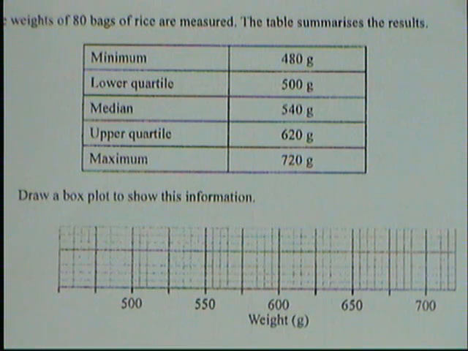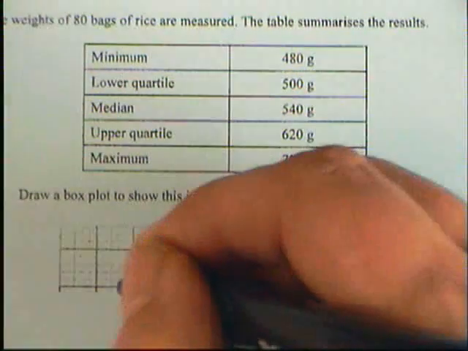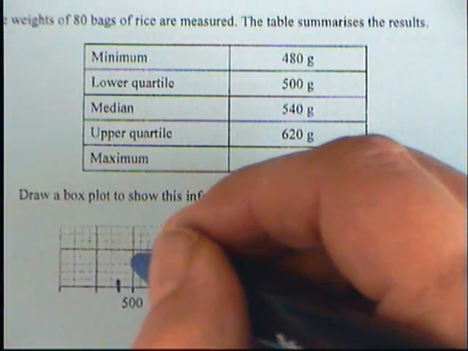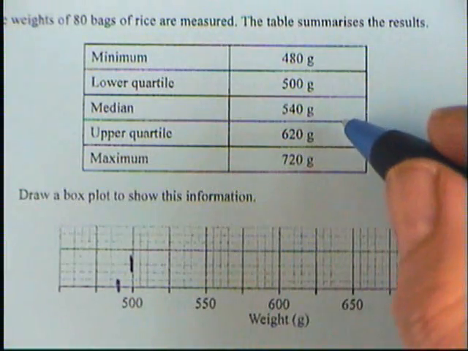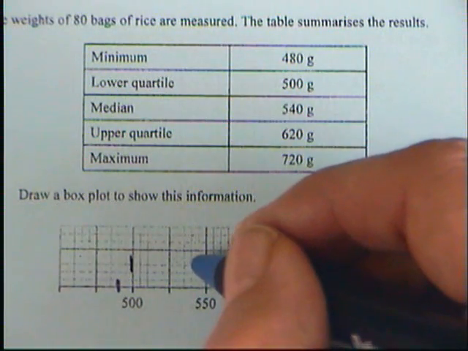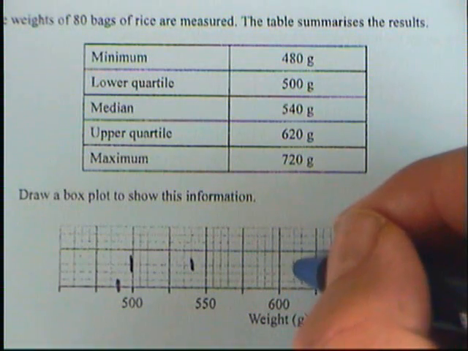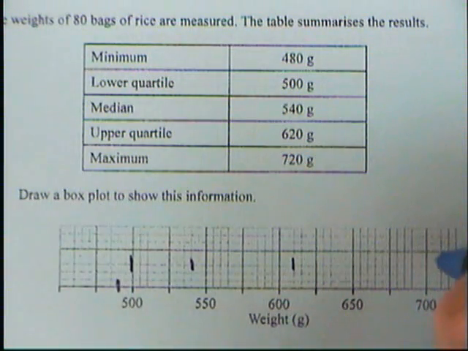Okay, we're going to do a question on drawing a box plot and a cumulative frequency curve. So to draw a box plot, we need to mark in the minimum value, and I'm just going to do a quick mark here, 480, the lower quartile, which is 500, the median, which is 540, the upper quartile, which is 620, and the maximum value, which is 720.